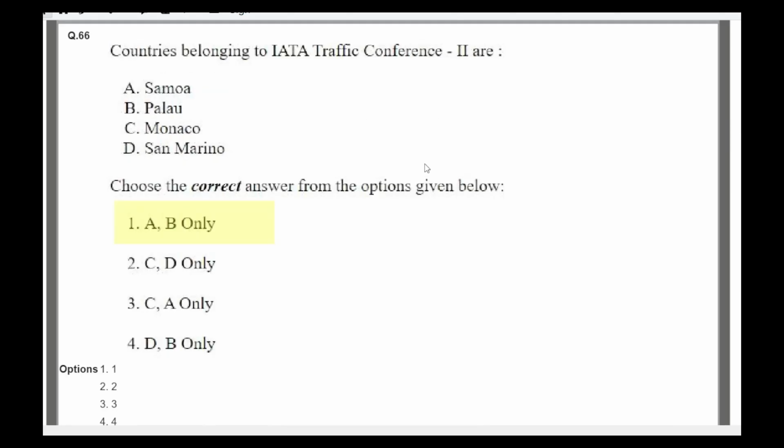Question number 16 is from IATA areas. If you remember the world map and the IATA division of the world map, this question will be very easy for you. The answer was Samoa and Palau. These are in competence area two. India comes under, I think, competence three.